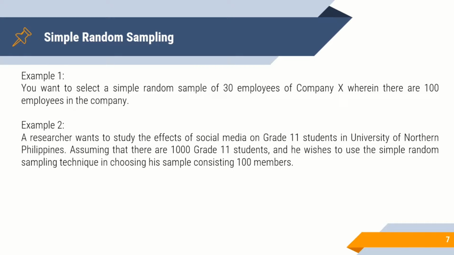Then without looking, you again randomly pick out 100 folded pieces since you want to choose a sample of 100 members. Then those 100 pieces of paper you picked will be your sample. So kung kanino na-assign yung 1, if 1 is picked from among the folded pieces of paper, then yung pangalan na naka-assign sa number 1 is included in your sample.